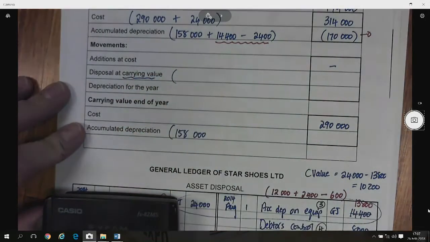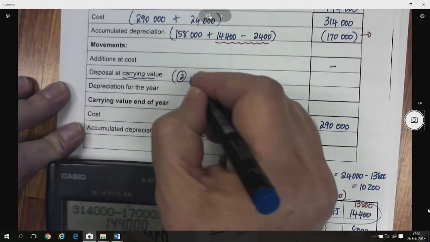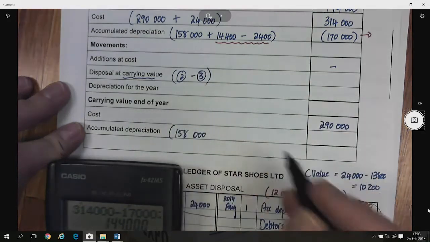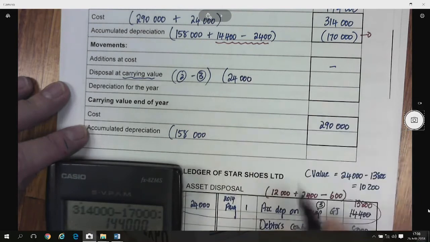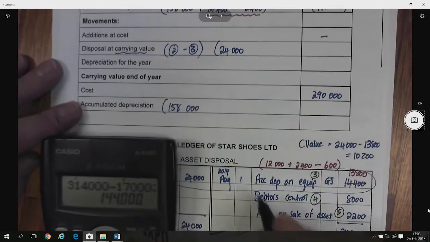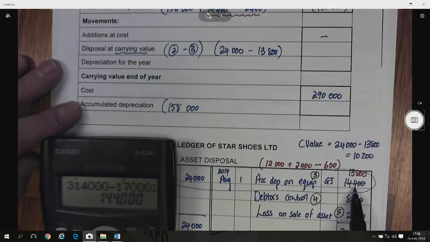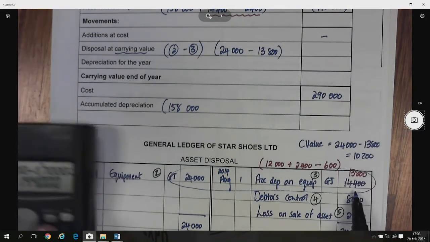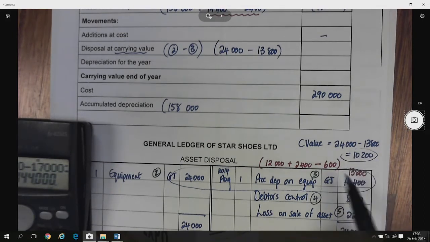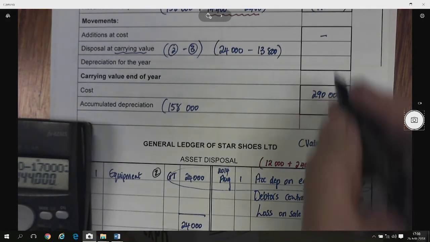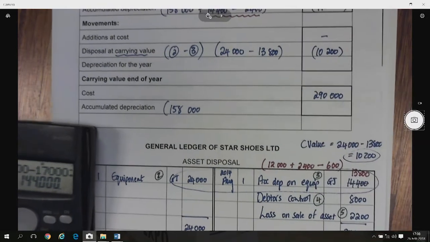Step 2 minus 3. 2 is the cost price of 24,000 Rand. And 3 is 13,800, not the 14,400, because we already corrected the error. And remember that we already show carrying value, and that gives you 10,200 Rand.